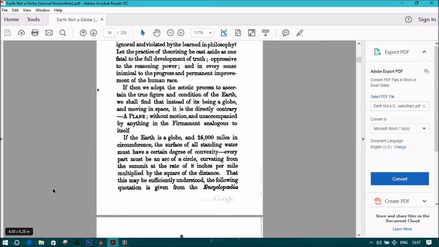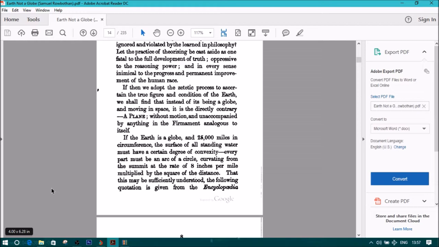If, then, we adopt the Zetetic process to ascertain the true figure and condition of the earth, we shall find that instead of its being a globe and moving in space, it is the direct contrary: a plane without motion and unaccompanied by anything in the firmament analogous to itself. If the earth is a globe and 25,000 miles in circumference, the surface of all standing water must have a certain degree of convexity. Every part must be an arc of a circle, curving from the summit at the rate of 8 inches per mile multiplied by the square of the distance.